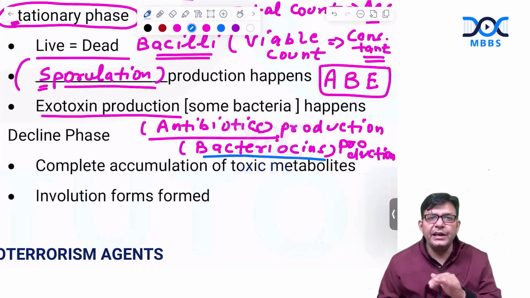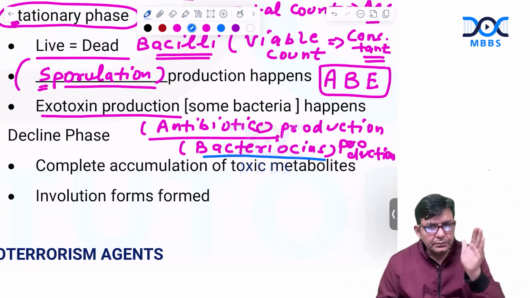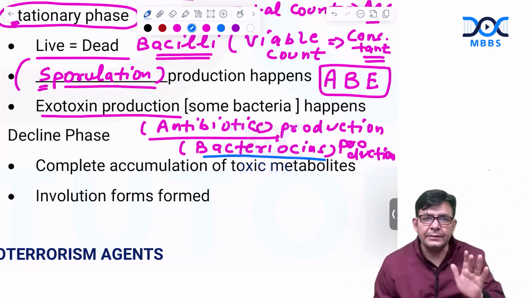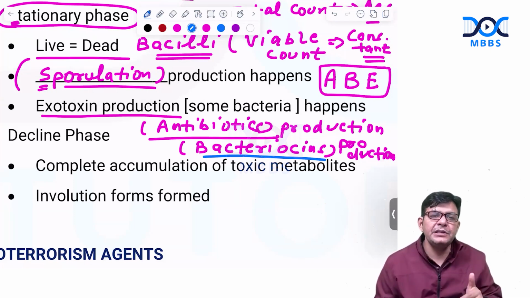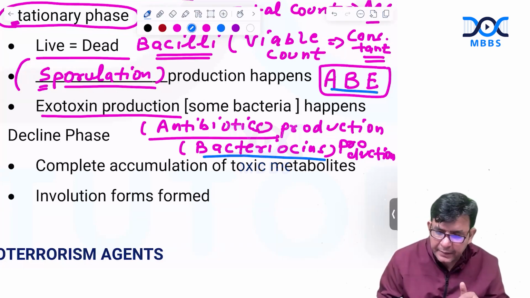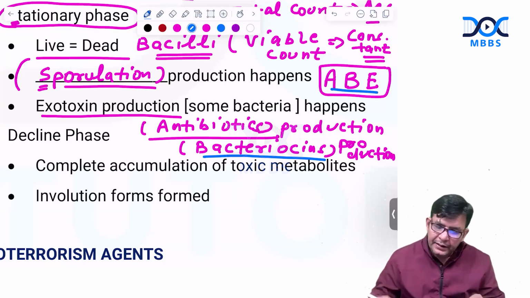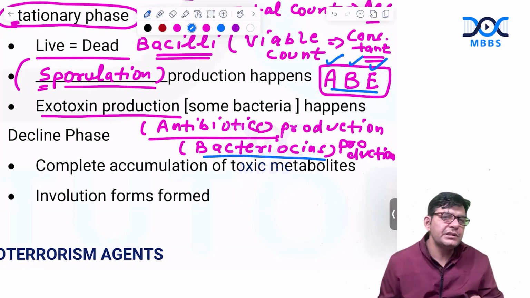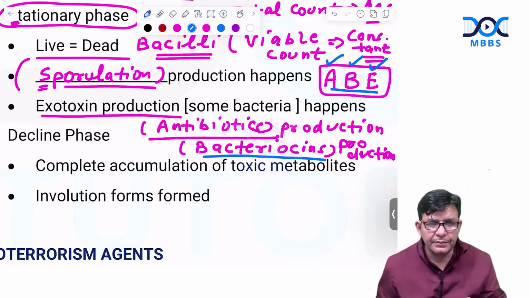So in the stationary phase, live is equal to dead, the viable count is constant, but the total bacterial count is found to be increased. Okay, sporulation happens in this particular phase, and you need to remember these three alphabets: ABE. And what is there in ABE? Antibiotics are produced, bacteriocin is produced, and exotoxin production is there in the stationary phase.